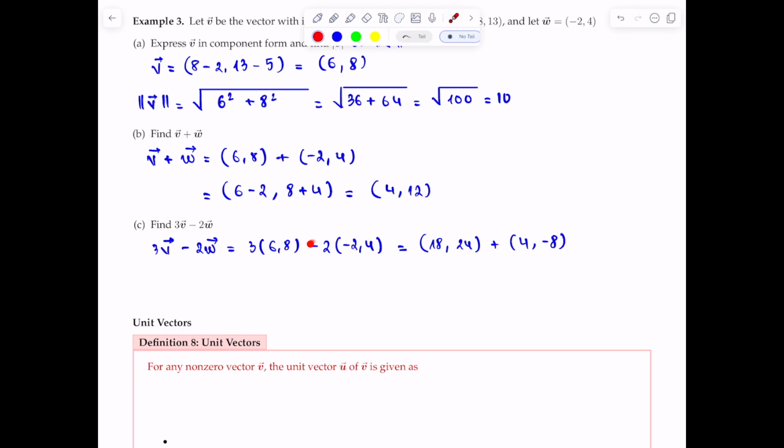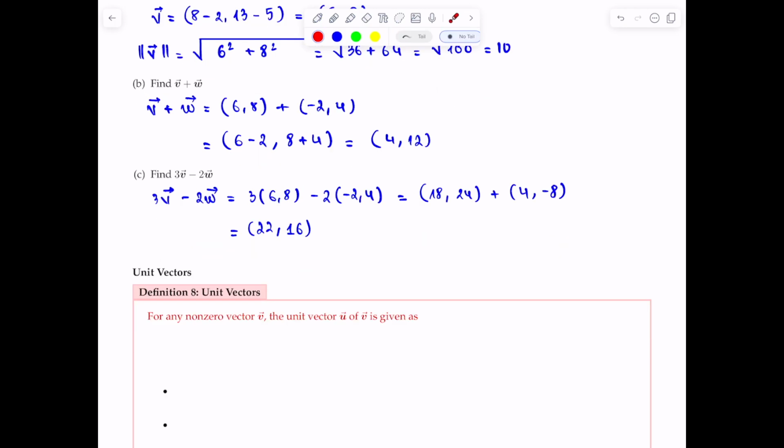And instead of vector subtraction, now you have vector addition. And you just perform the vector addition component-wise. So 18 plus 4 is 22, and 24 minus 8 is going to be 16.